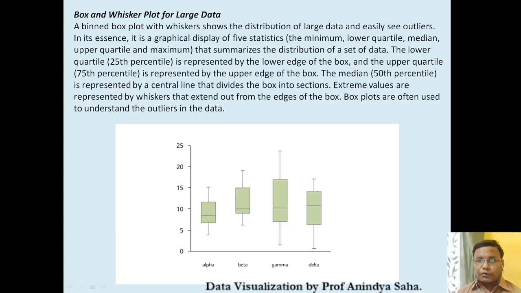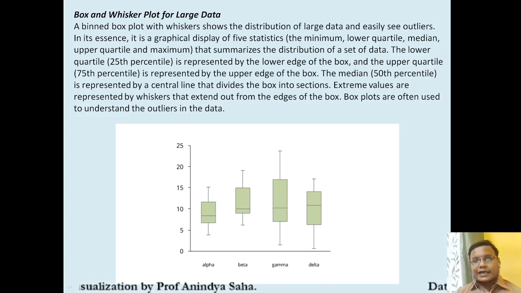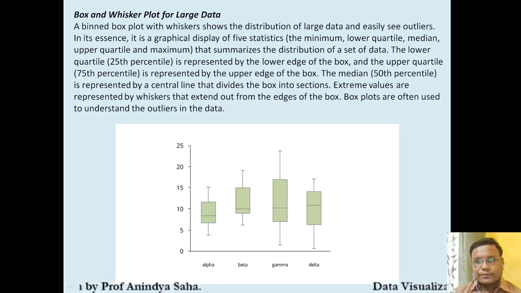Box plot, or whisker plot, for large data: basically for outlier analysis we love to use the box plot. Researchers nowadays always like to use the box plot to find out outliers. Many times we also use quartile measures and quartile charts.